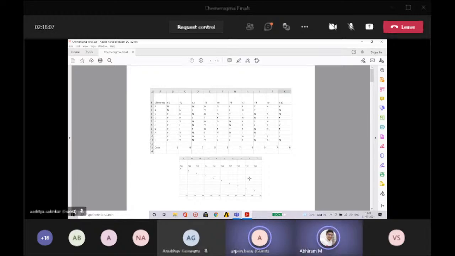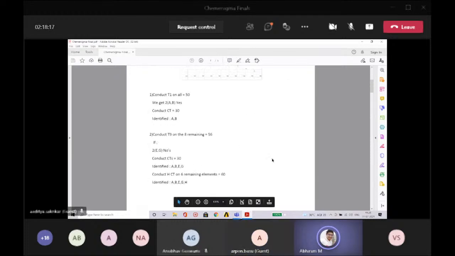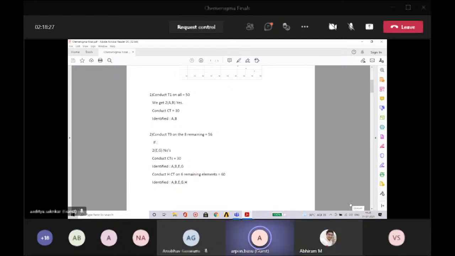No, not the CT tests. The test one which you did on all the 10 test tubes, right? In the start, if you can scroll down a bit. Right. So you said conduct T1 on all, right? If you have 10 test tubes, do you need to conduct T1 on all of them? In the specific procedure that we have described, yes. I could think of an alternate one where you do not have to perform it, but in the procedure we have described, we conducted T1 on all of them.